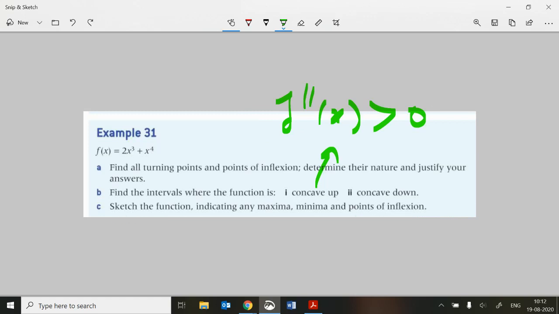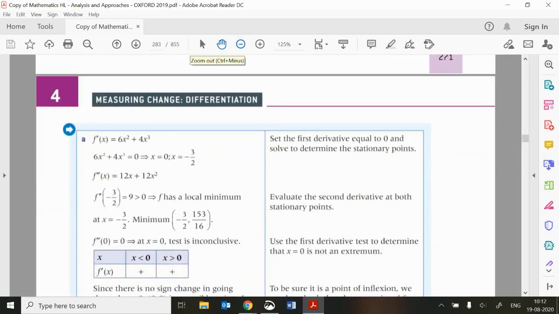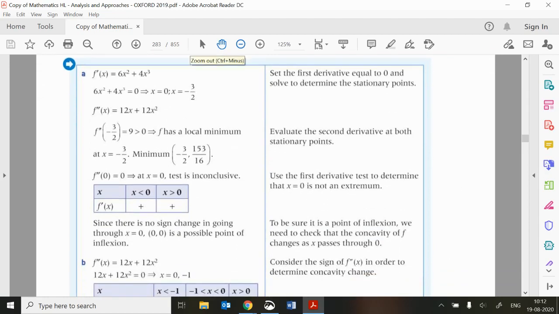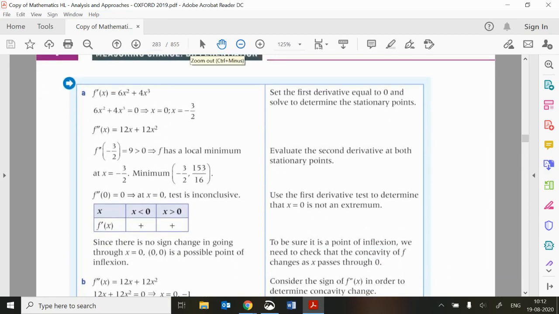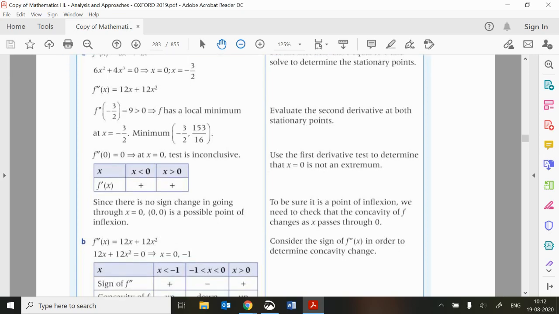Sketch the function, including any maximum, minimum, and points of inflection. Well, it seems like we've done this already, but let's have a look, see if there's any issues in this one. No issues to start off with. The substituting x is 0 and x is minus 3 over 2 into f dash dash of x. So we definitely have a local minimum for the negative x value, but when we have 0, it says it's inconclusive. It's inconclusive because we don't know.